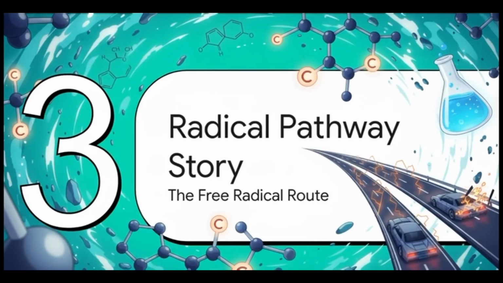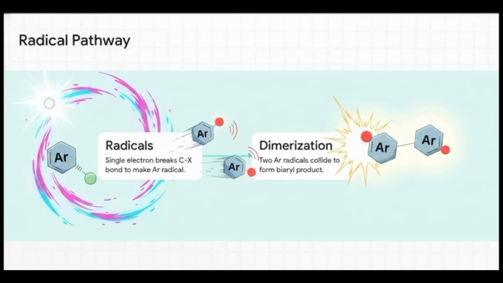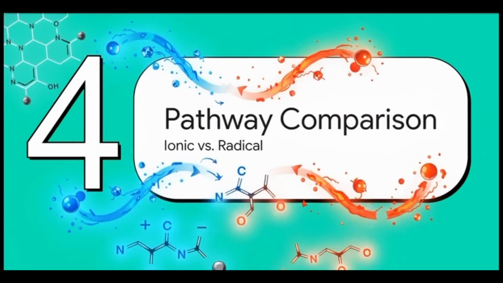So let's look at part 3, the radical pathway story, or the free radical route. In this alternate pathway, the sodium transfers just a single electron spark. This causes what we call homolytic cleavage. Basically, the carbon-halogen bond breaks perfectly evenly, which generates a highly unstable aryl radical and a sodium halide molecule. Because these radicals are so incredibly reactive, step 2 is just pure chaos. It's literally like high-speed bumper cars. Two aryl radicals violently collide in the solution, they pair up their lone electrons, and boom, they form our stable biaryl product.